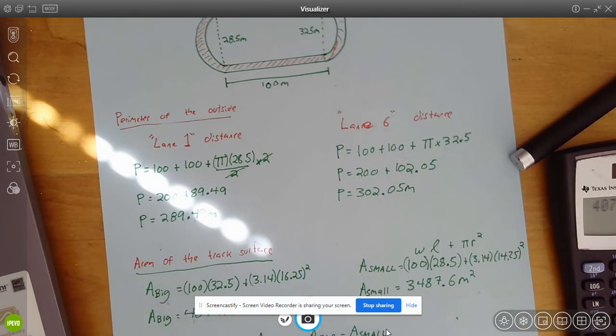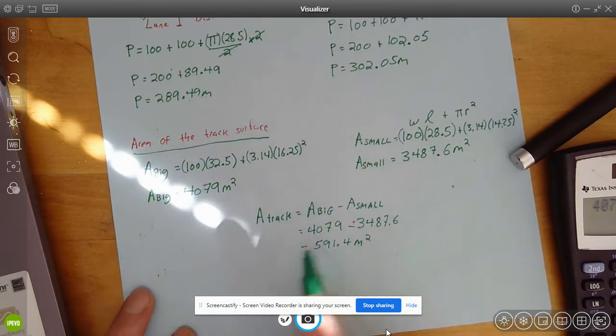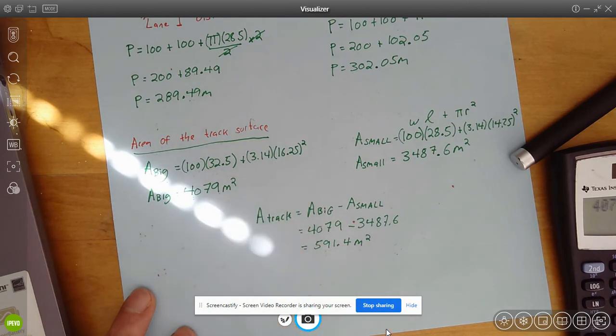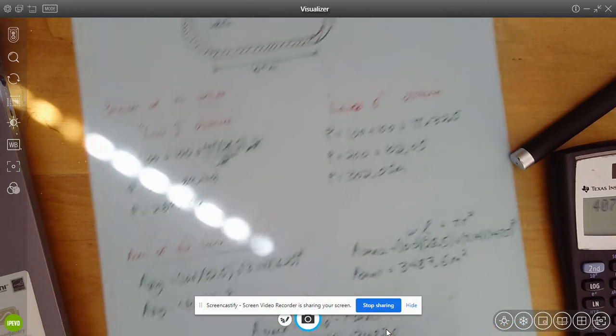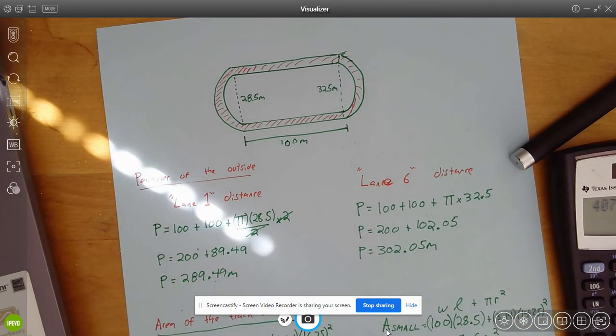To find the perimeter, you need to add up all of the outside sections. And to find area, you need to split the shape into multiple shapes that you know the formulas for how to find the area, and then add them together. So this is smaller than a traditional high school track, but it's probably bigger than most elementary school tracks.